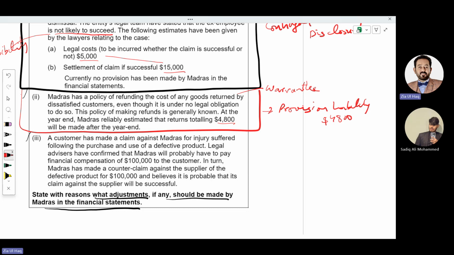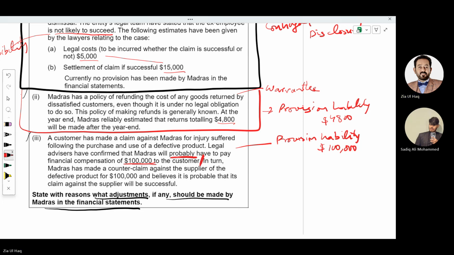Number 3, a customer has made a claim against Madras for injury suffered following the purchase and use of defective products. Might be the product was expired or something. He has suffered injury, meaning he suffered in his health. The legal advisor has confirmed that Madras will probably have to pay financial compensation of 100,000 to the customer. Amount is also there. Probability is there. So for this, there should be a provision liability of $100,000.